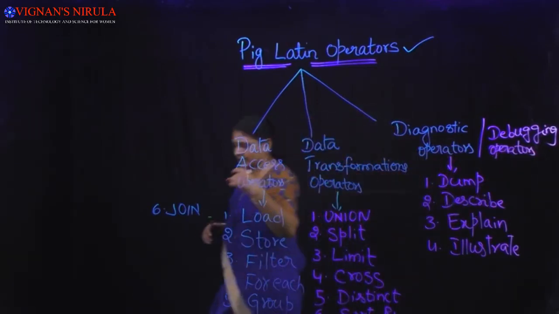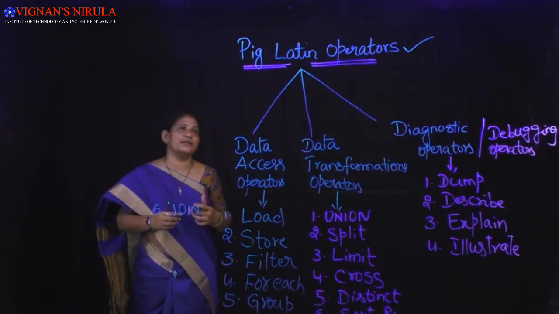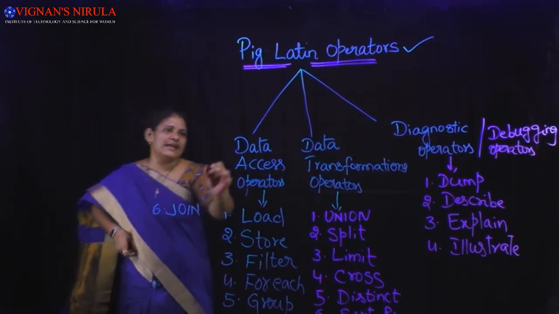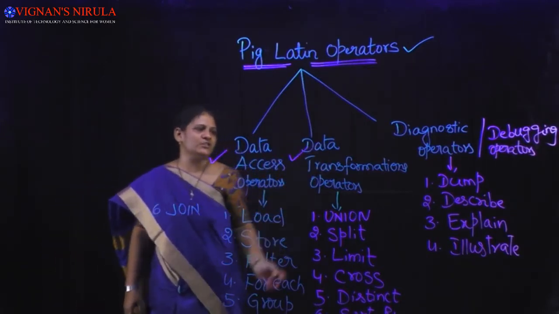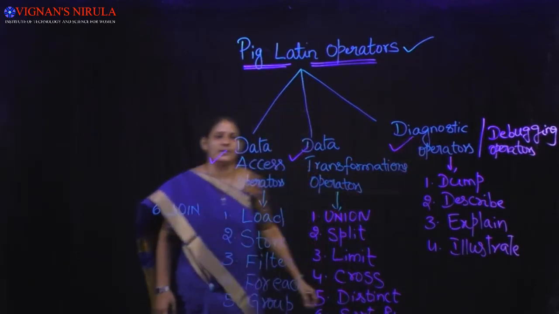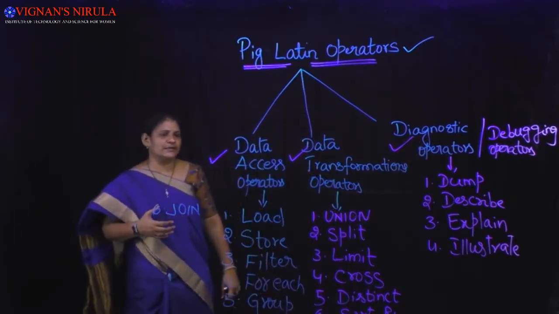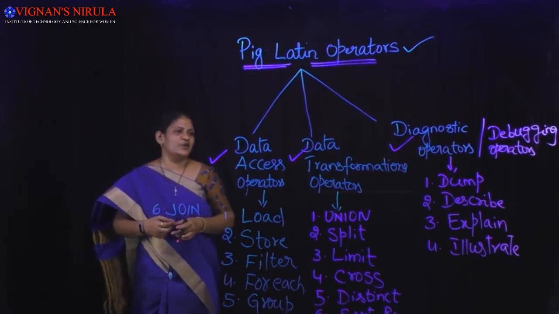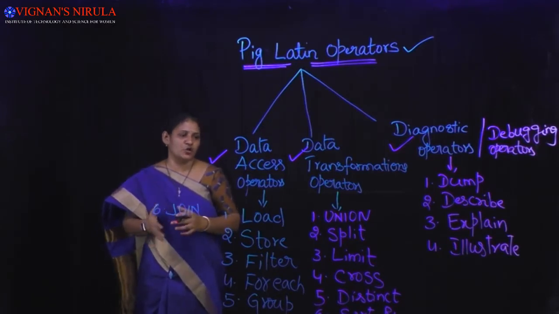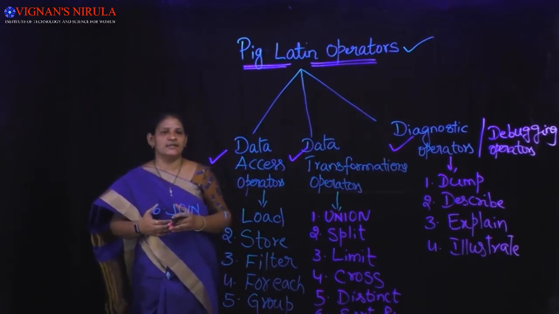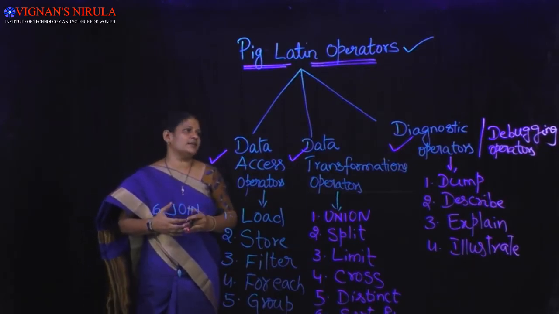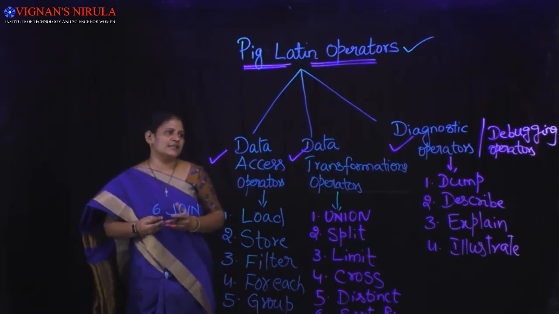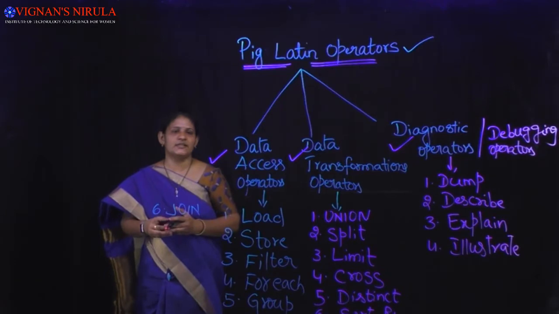So this is the classification of different Pig Latin operators. They are broadly classified into 3 categories: data access operators, data transformation operators, and diagnostic operators. Among data access operators, we will be discussing load, store, filter, foreach, group and join. In data transformation operators, union, split, limit, cross, distinct, sort by. In diagnostic operators, also called debugging operators, we will be discussing dump, describe, explain and illustrate operators.